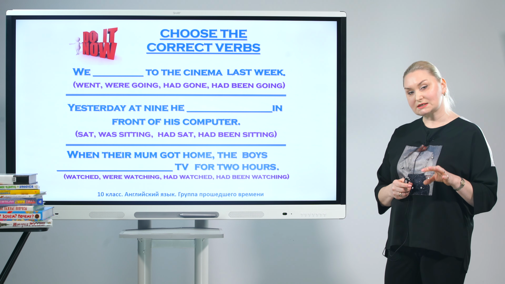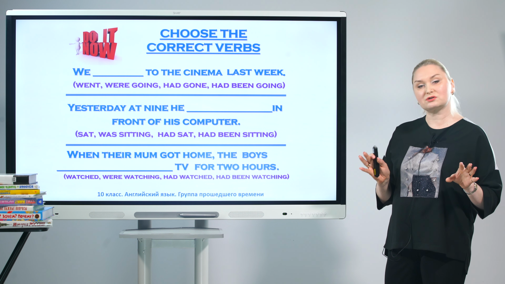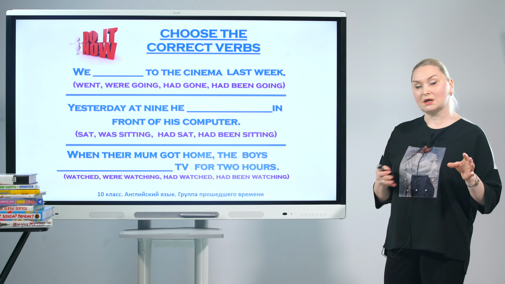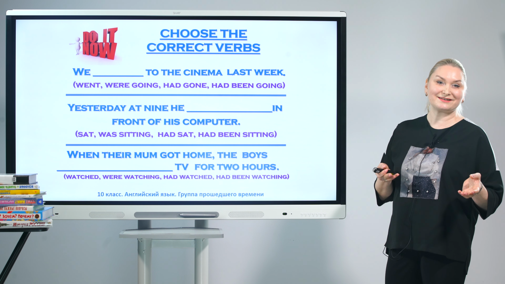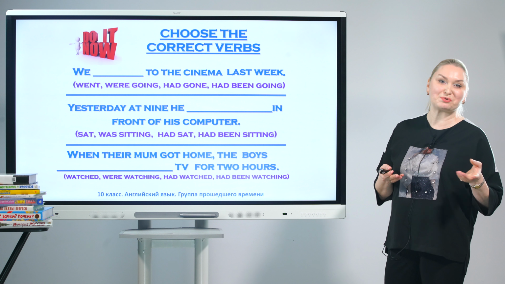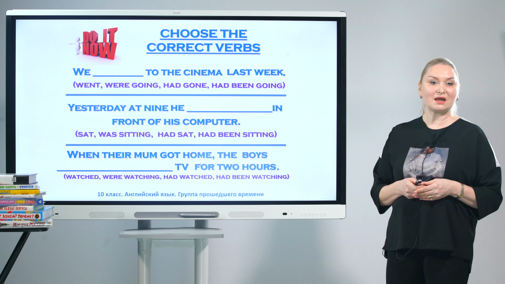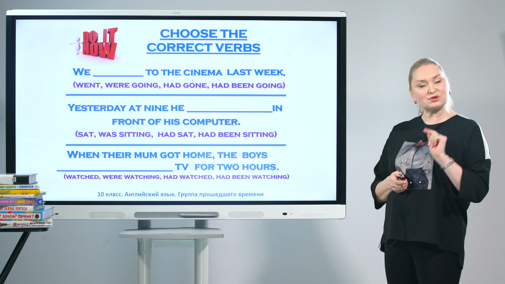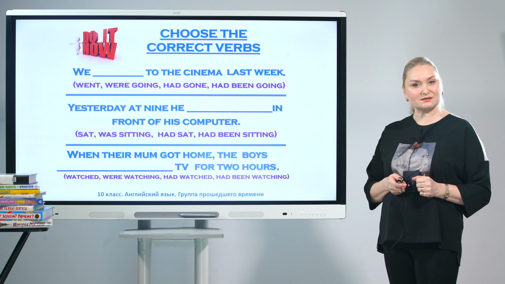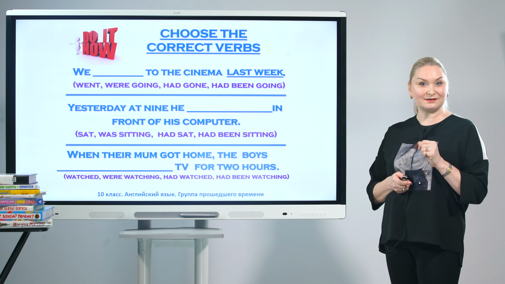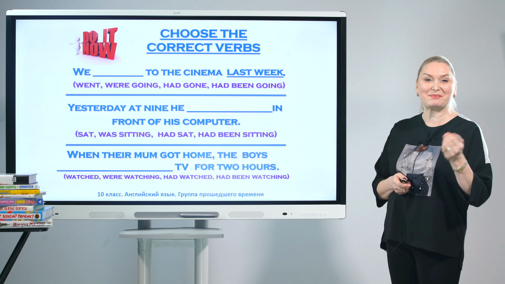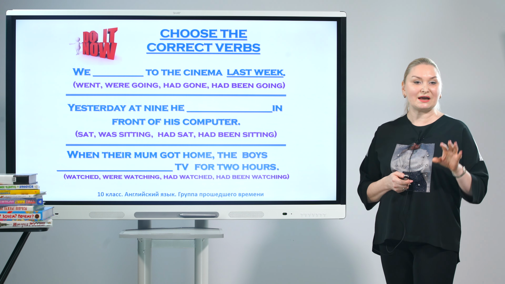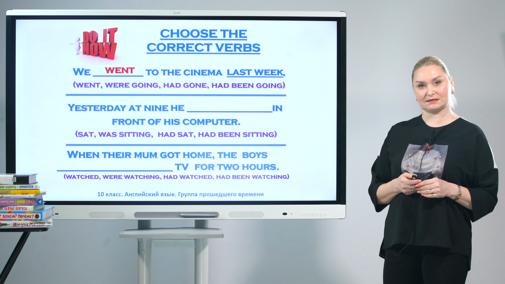So in this exercise you shouldn't change the form of verbs because the different forms are given. Your task is to choose the appropriate one. Let's get started. So we to the cinema last week. You have to pay attention to the context of this sentence. You see, last week, which tense is it? It's past simple, of course, and we have to say, we went to the cinema.